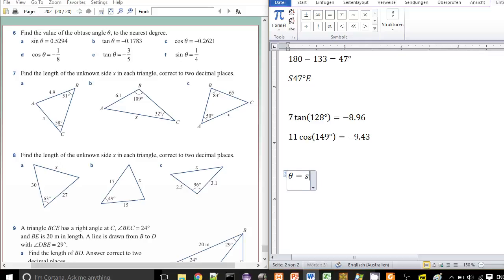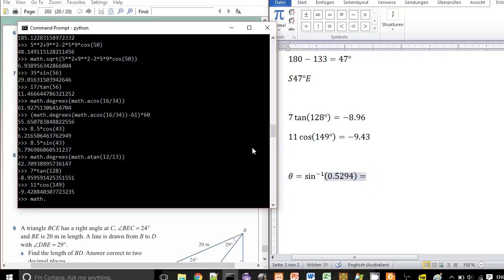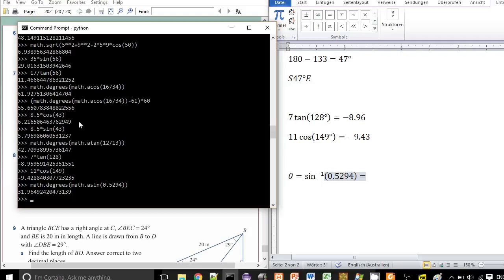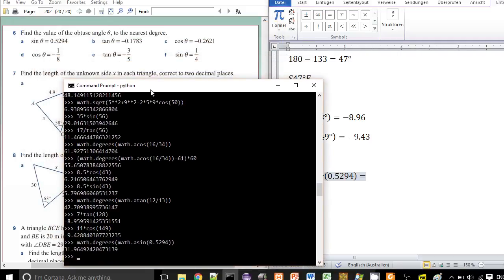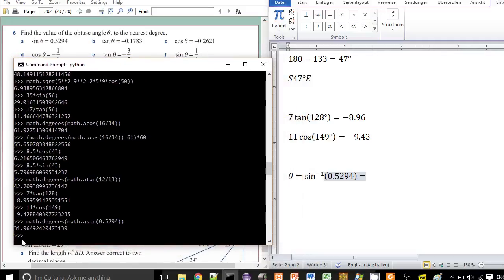So I'm going to do inverse sine of 0.5294. I'll show you why it's tricky. This is just to simulate what you should get. So you should get 31. Now the problem is 31 degrees or 32 is not an obtuse angle, right? It's less than 90. So the rule though is you just do 180, take away that amount.